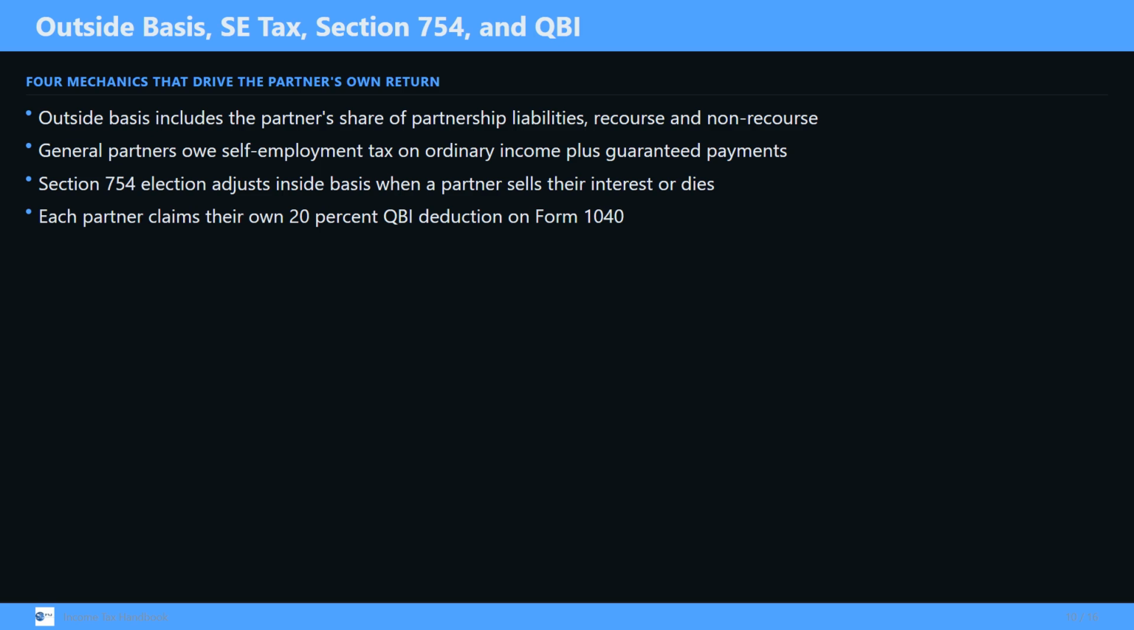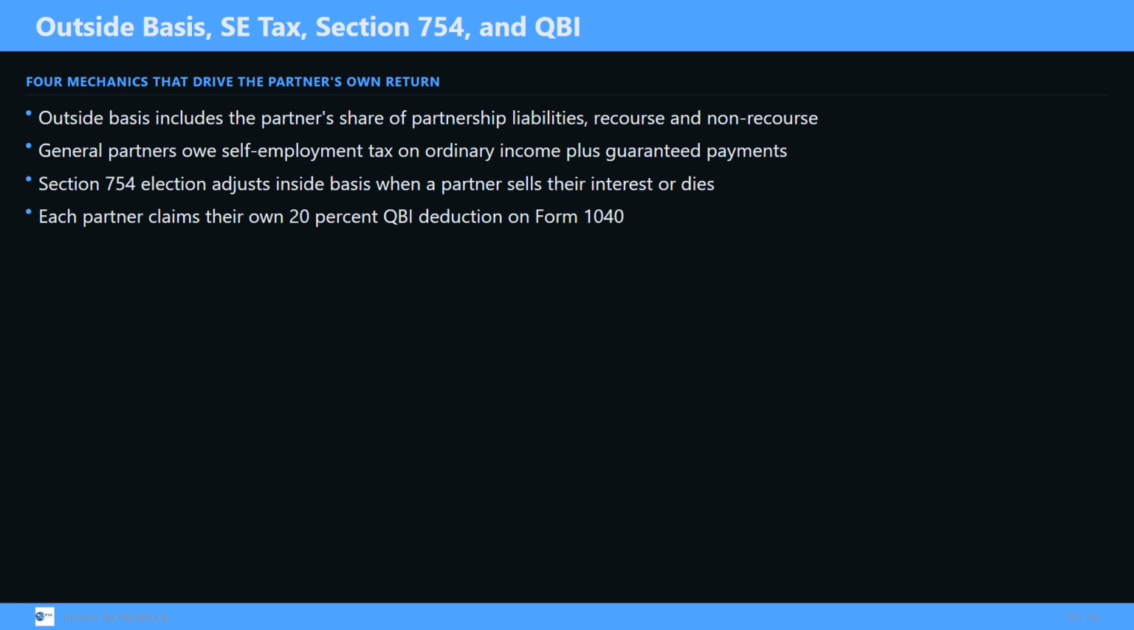Each partner tracks outside basis: contributions plus their income share, minus their loss share limited to basis, minus distributions, minus any decrease in their share of liabilities. The key difference from an S-corporation is that a partner's basis includes their share of partnership liabilities, both recourse and non-recourse, which lets partners deduct losses beyond their direct cash investment.